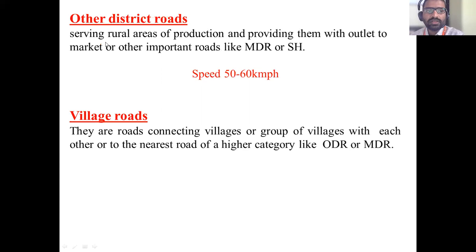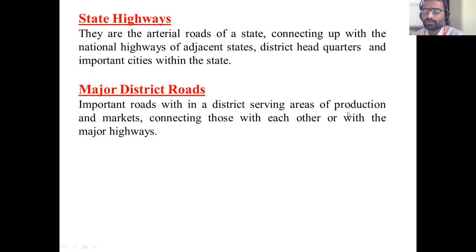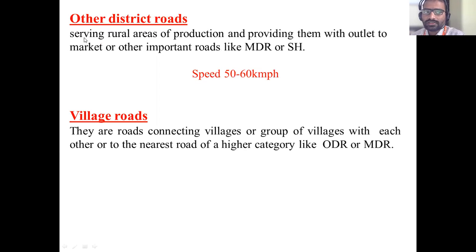Next, other district roads, serving rural areas of production. So major district roads are the main areas of production. What are other district roads? They serve rural areas of production and provide them with an outlet to markets and other important roads like MDR and SH. Other district roads connect to the major district roads, and these may connect to the state highway. But their main importance is serving rural areas of production, where there is agricultural production in rural areas. So that is other district roads.